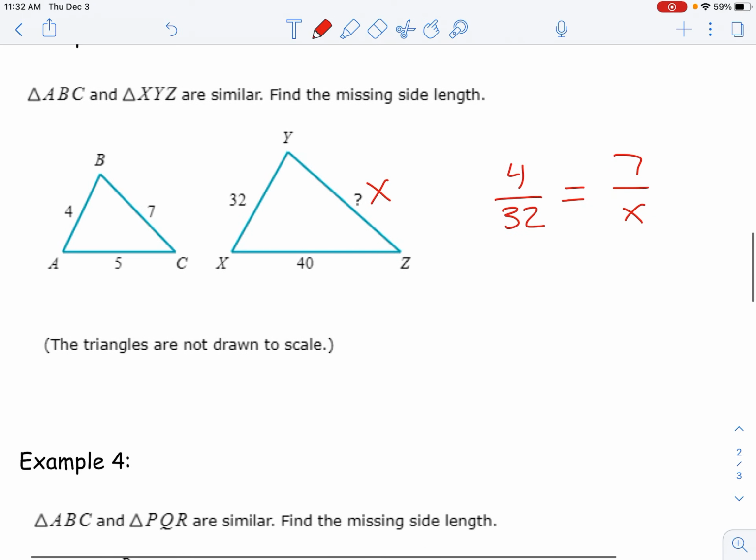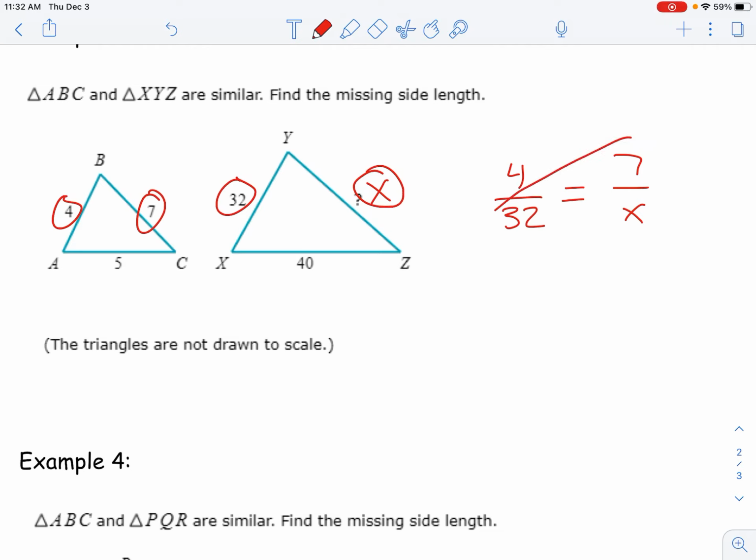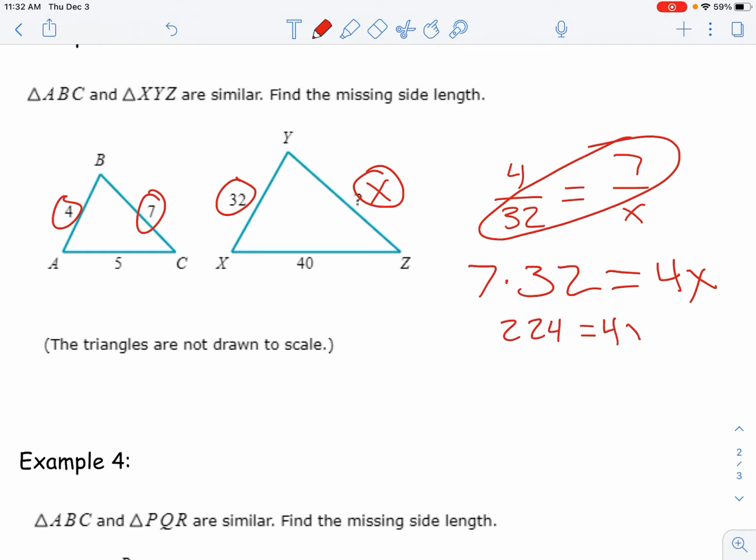Next one, I already have it set up, but again, I'm taking the 4 over 32 because those are two numbers that correspond with each other that I don't have a variable with them. Then I just took the 7 and the x. I put an x there because there was a question mark, and now I'm going to try to find it. 7 times 32 equals 4x. So let's see. 7 times 32 is 224. Divide both sides by 4, and we get x equals 56.